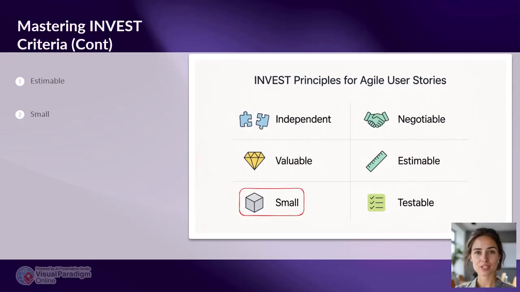Next, verify the story fits within a single sprint. Large stories often hide hidden epics, so split them into manageable chunks that can be completed in just a few days to keep momentum high.